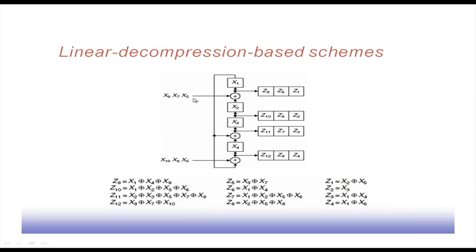If my ATE has got 2 channels, I am sending x5, x7, x9 and x6, x8, x10 serially, and this machine is generating the test pattern. If it has got 4 scan chains, for example, then these individual scan chains are being fed by these 4 lines. So, this is the basic idea of the linear decompression strategy.